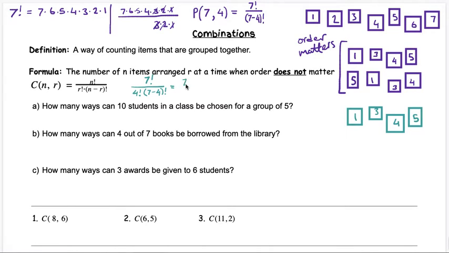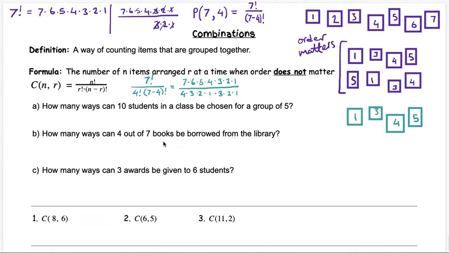When we look at this, it tidies things out really nicely. So 7 times 6 times 5 times 4 times 3 times 2 times 1, divided by 4 times 3 times 2 times 1 times, and 7 minus 4 is 3, so that's 3 times 2 times 1.